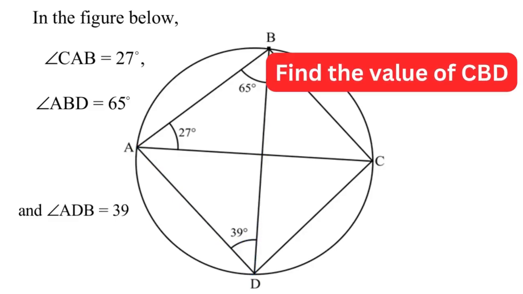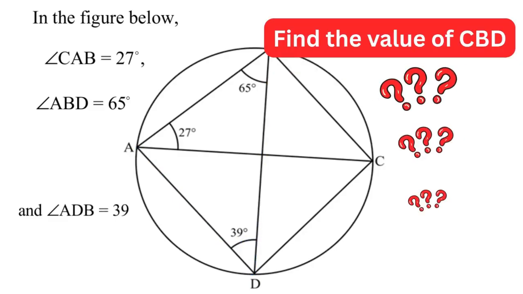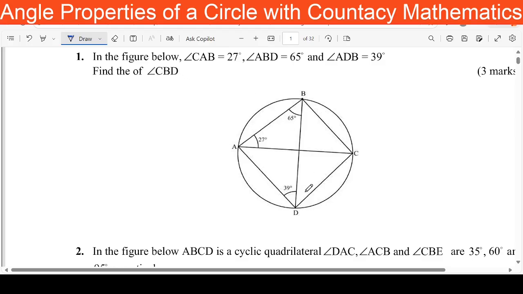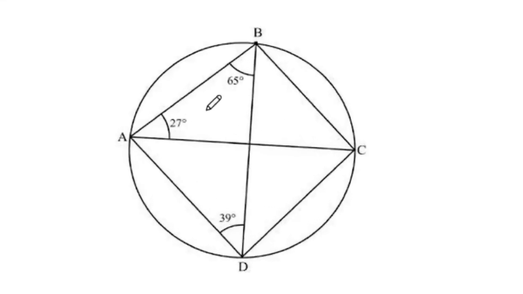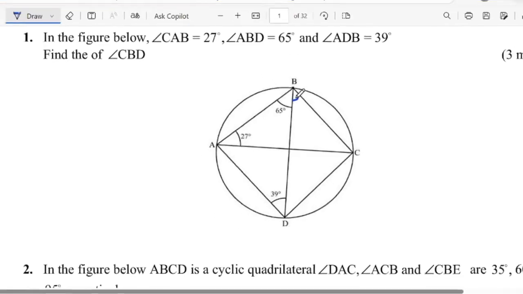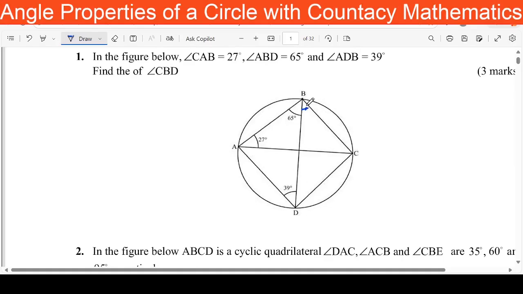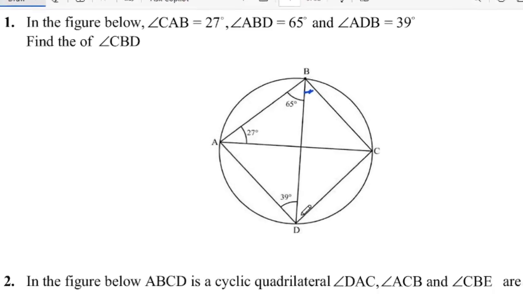So let's go right into it and find a way of finding the value of CBD. Let's try to locate where it is, and actually it is right here with us. Well, it is not really possible to find it directly, but what we can do is find the angles that are much easier to find directly from the information that we have, and as we progress, we'll be able to find the value of angle CBD.